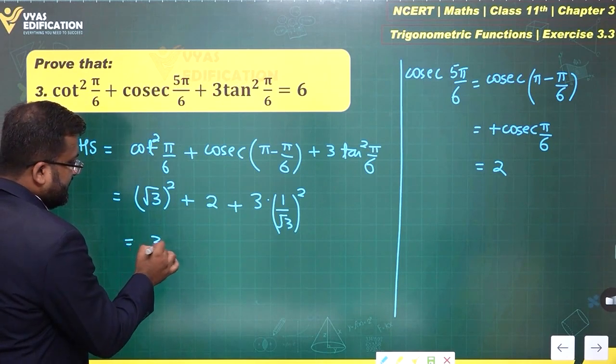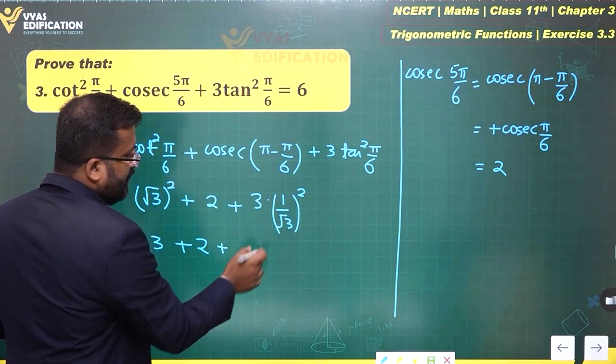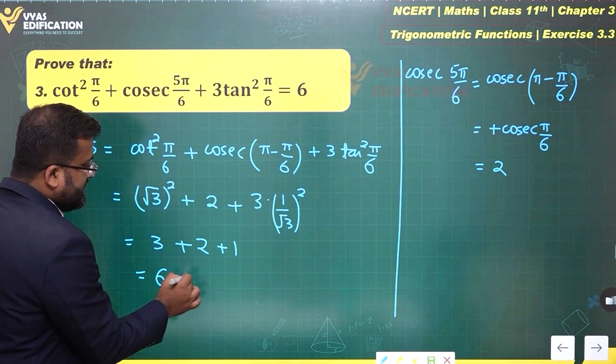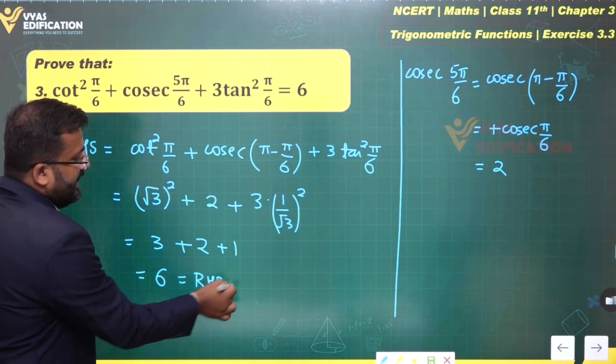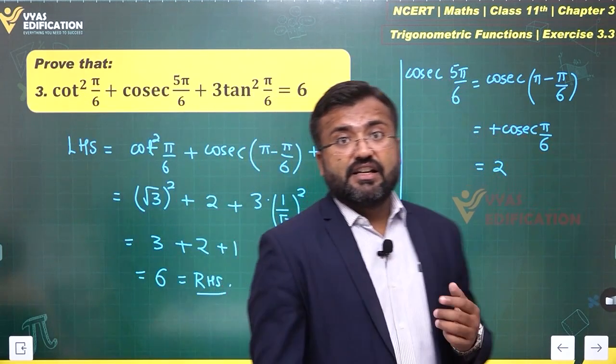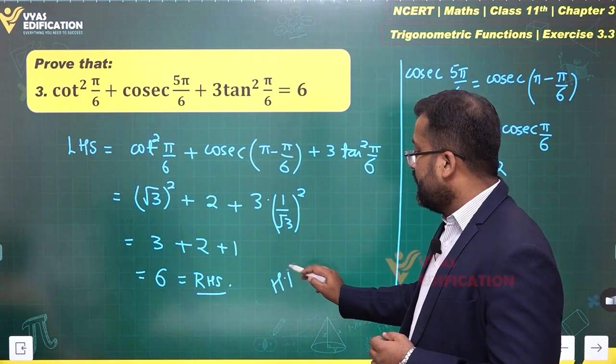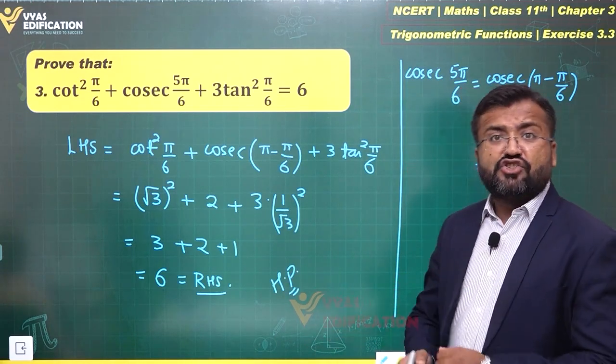What does this give us? This is 3, this is 2, and this is 3 upon 3, which is 1. The overall sum is 6. This is equal to the RHS. And yes, that's the complete proof for this question. Hence, proved. Is that all? Yes, that is all in this question.